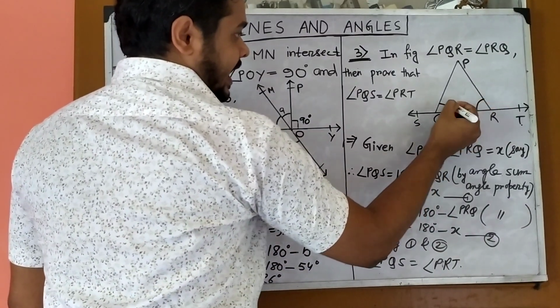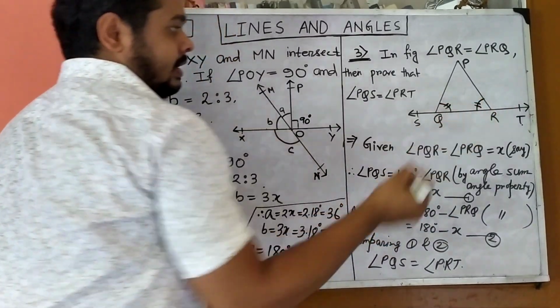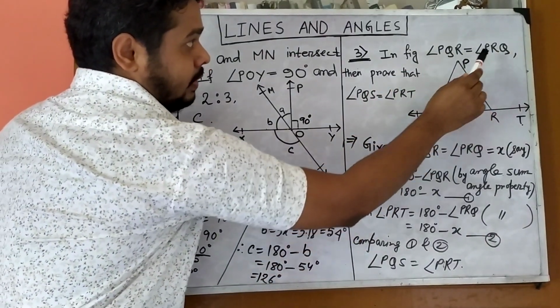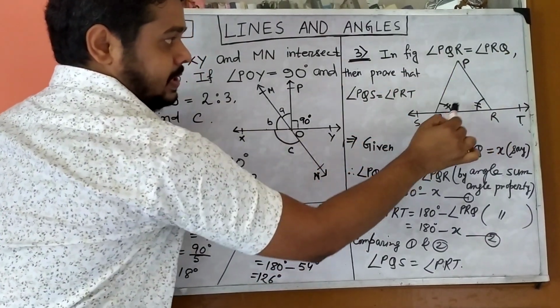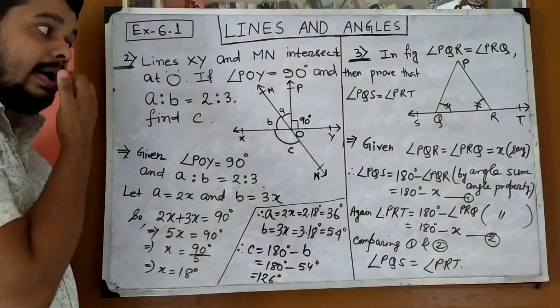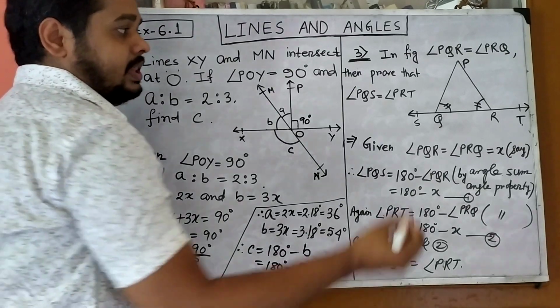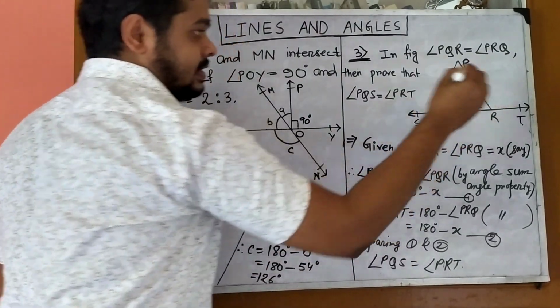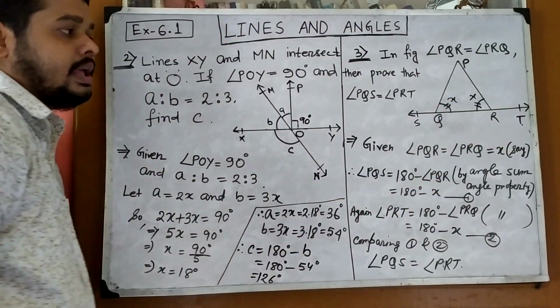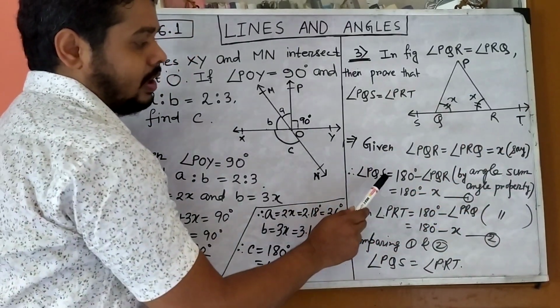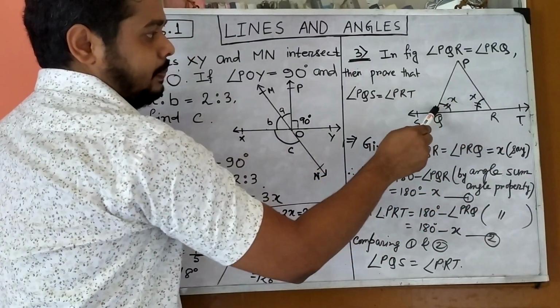It is given that these two angles are equal. Angle PQR equals PRQ. These two angles are equal, given, and we are assuming that each value is x as they are equal. Now what will be the value of angle PQS?